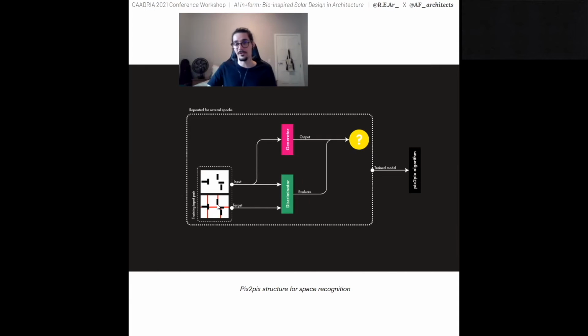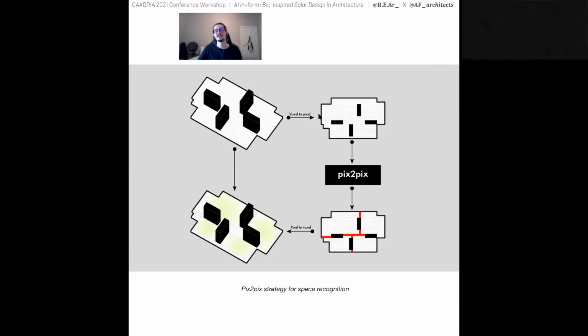And that was it. In order to do that, with the components in, I translated the voxel space into pixels. So we have the components against the white. That was the image that you were seeing before. That was supposed to be fed into Pix2Pix to generate the red lines. And then algorithmically, it's quite easy. Just remove the red lines and you have the spaces.